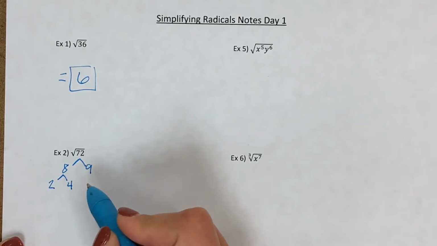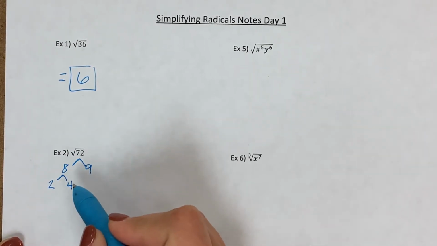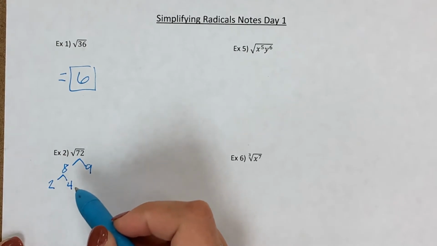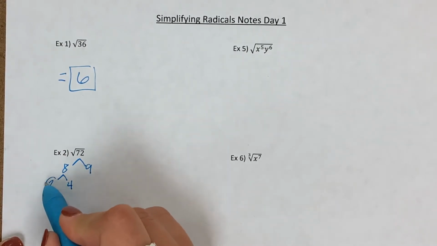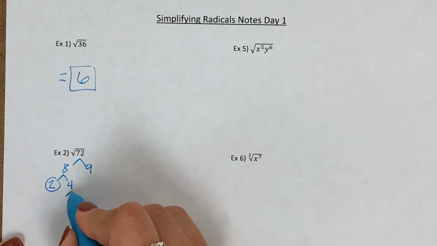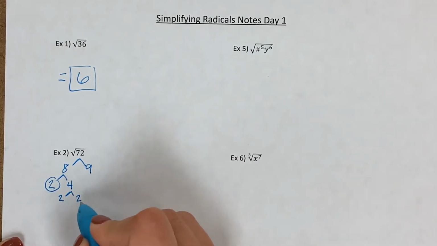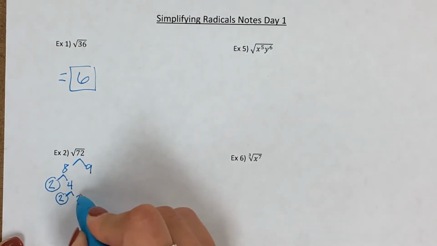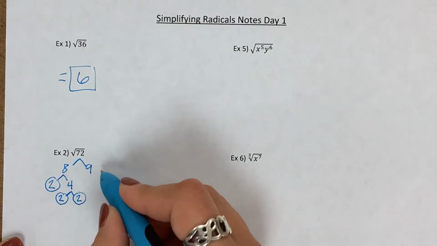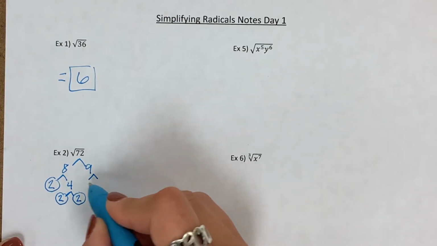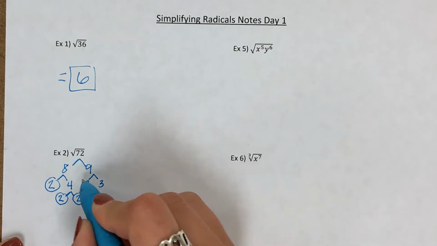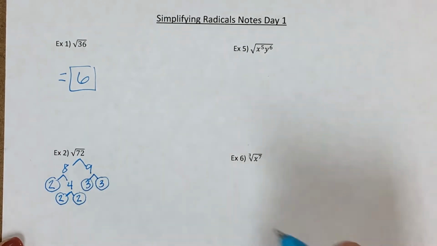What we're looking for is prime numbers, which means they can't be divided by anything but 1 and themselves. 2 is a prime number, so we circle it. 4, though, can be split up into 2 and 2. Like we just said, 2 is a prime number, so we're going to circle them. And now we go over to the 9 and we split it up. 9 splits into 3 and 3. 3 is a prime number, so we circle it as well.